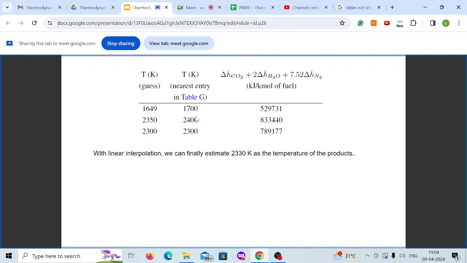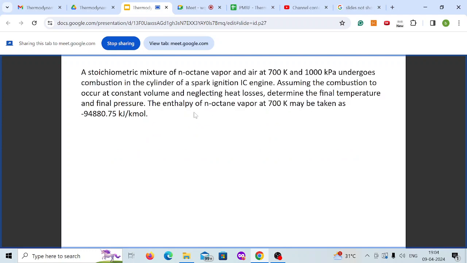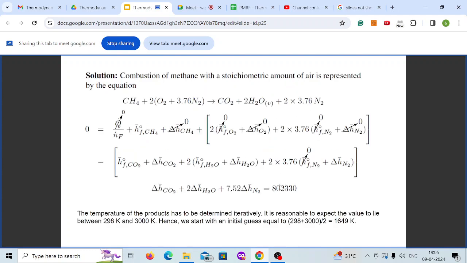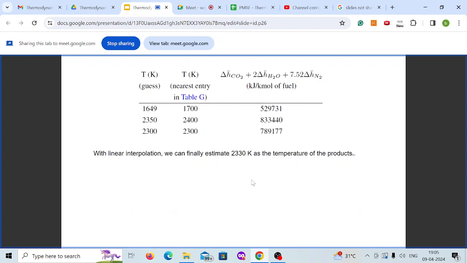So next you will take a higher value. You can take 1700 and 3000, divide by 2, so you can take 2350, so closest 2400. If you see there, the enthalpy value you are getting is 833440. You see, this is higher than what is required. So your temperature is lesser than 2350.